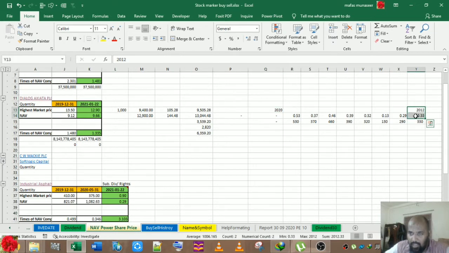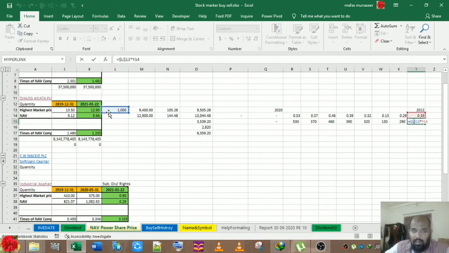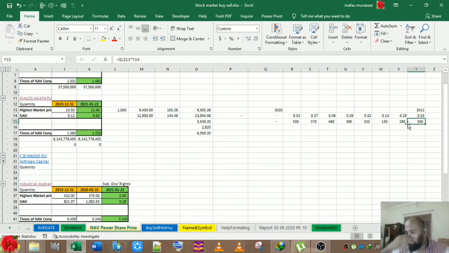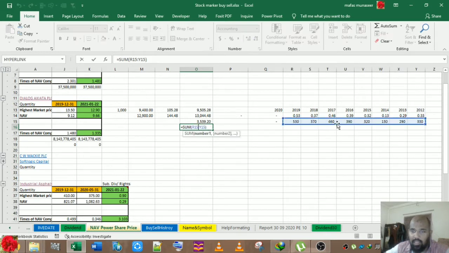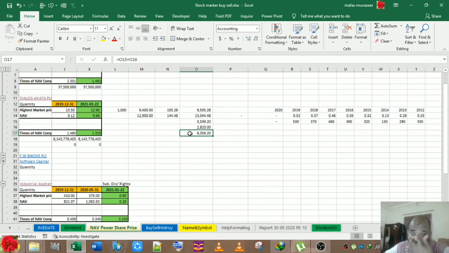For this guy, let's assume this one is multiplied by that year's dividend. If the person is not reinvesting or selling, he gets the dividend every year and keeps it in his pocket. Next year he gets the dividend and keeps it in his pocket again. Let's assume he keeps that money in his pocket, not reinvesting or anything. So he'll get the total amount of 2,820 rupees. That's the total amount.